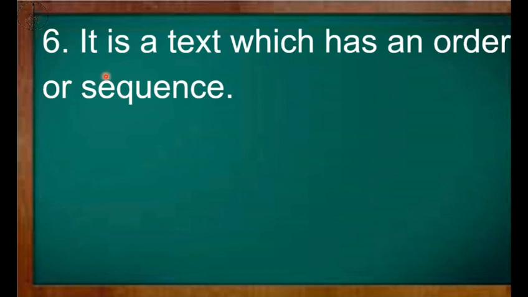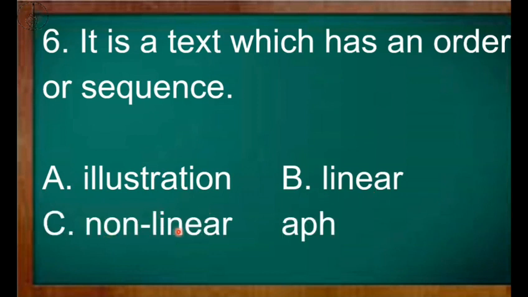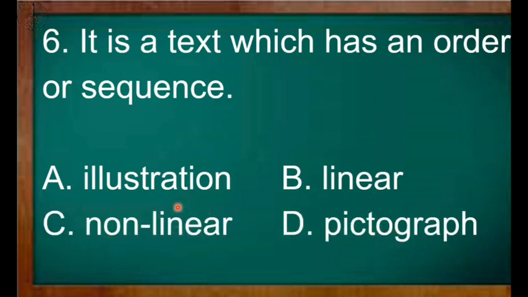Alright, number 6. It is a text which has an order or sequence. A, illustration, B, linear, C, non-linear, D, pictograph. The correct answer is B, linear.